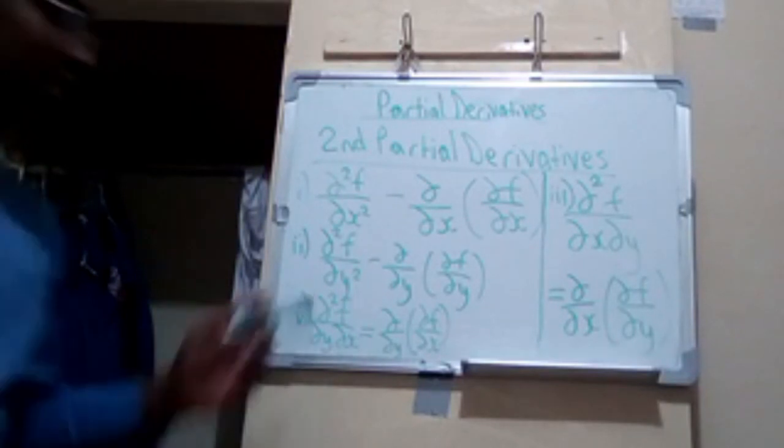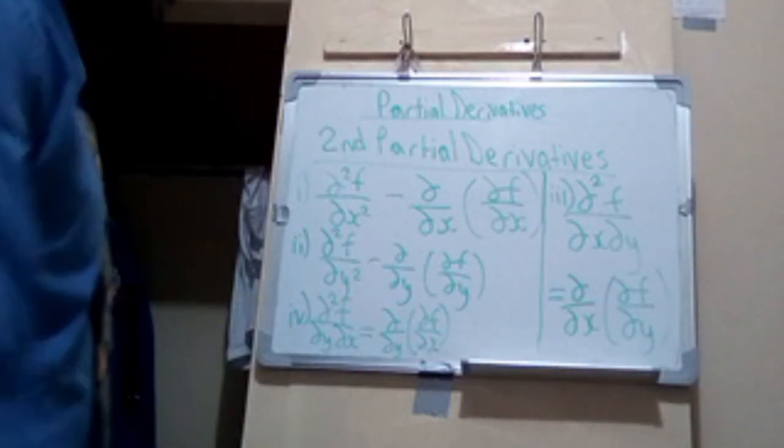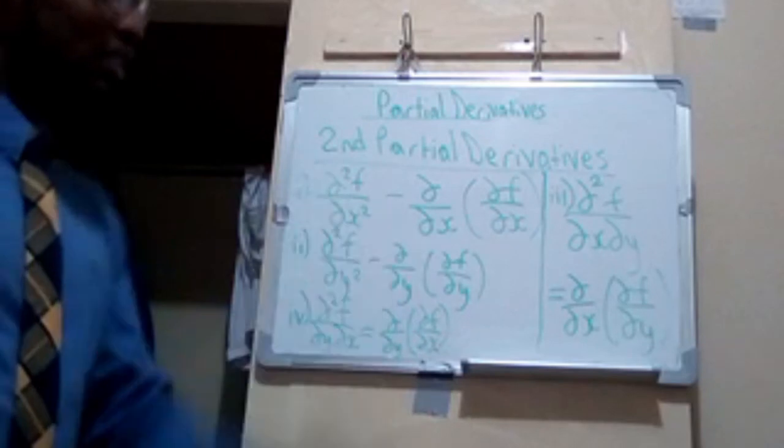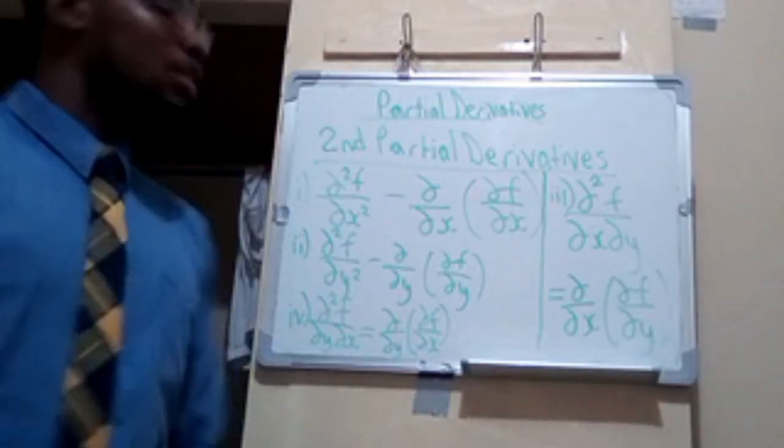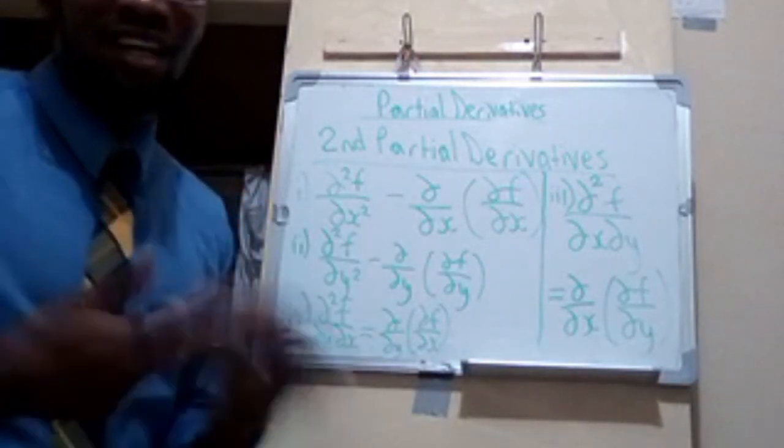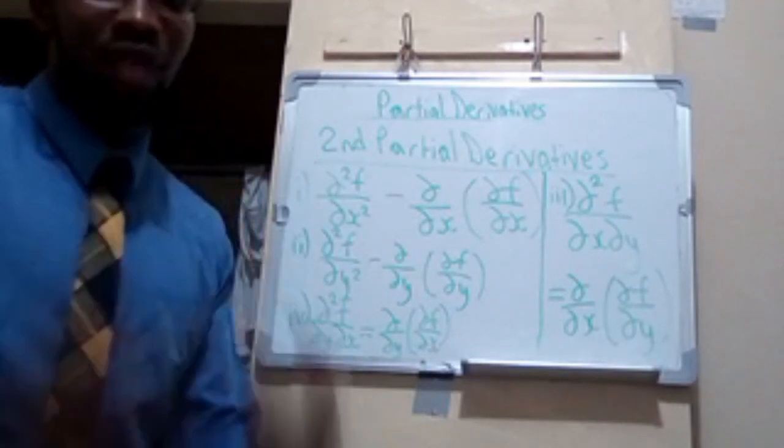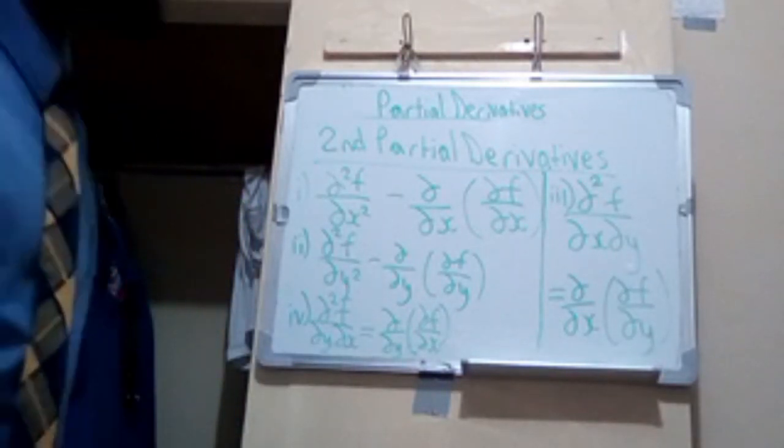Alright? And that is that. So these are all our second partial derivatives. So now let's look at them in an example. It's always easy when we see them in a practical example. So again, I'm going back.